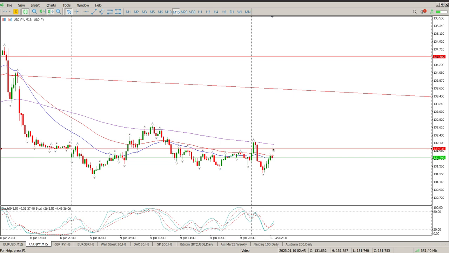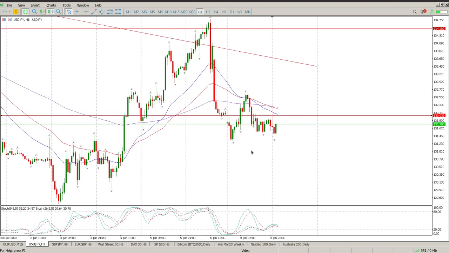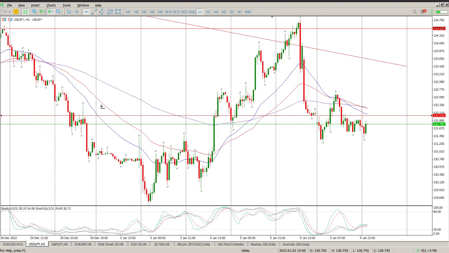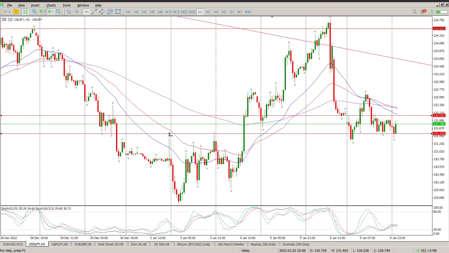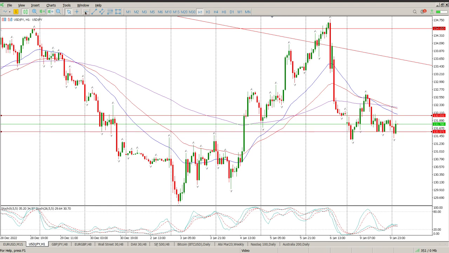So if we do reject this 132.031, there's a good opportunity for a move to the downside, and your initial target is going to be, you can see this zone that we have here. Let me just put both levels in for you.